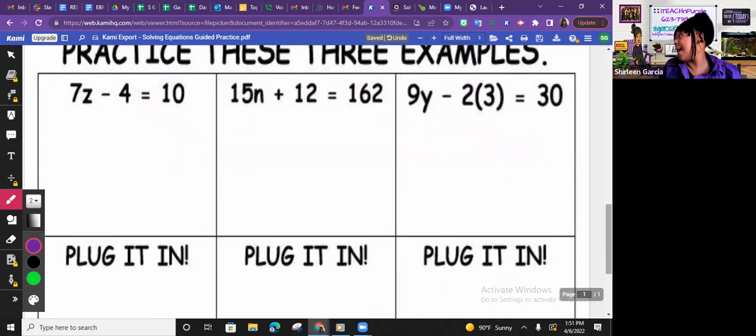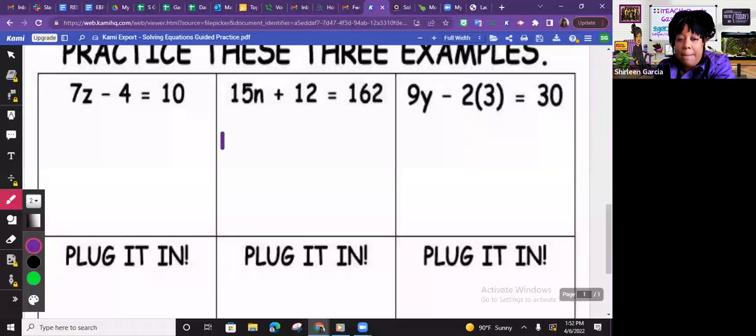I don't know if you could grab some paper and pencil and try and do these on your own, but I want to do one with you in class. We didn't get a chance to do these last week, so I'm gonna do one, just one of them with you. I'm gonna pick this one because this one looks busy. So 9y minus 2 times 3 equals 30, all right?